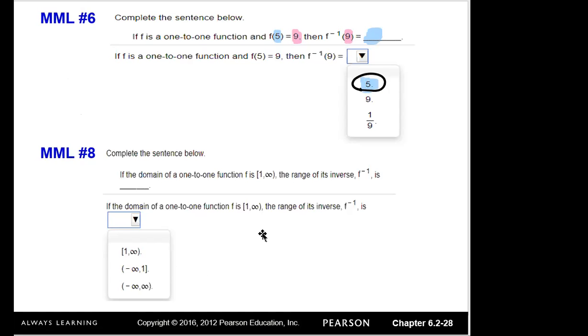8, if the domain of a 1-to-1 function is 1 to infinity, then the range of its inverse is 1 to infinity. Again, these just both go over the whole concept of 1-to-1, where you're just simply switching your x's and your y's. So the domain for the function is the same thing as the range for the inverse. And the range for the function would be the same as the domain for the inverse if they ask you that question.